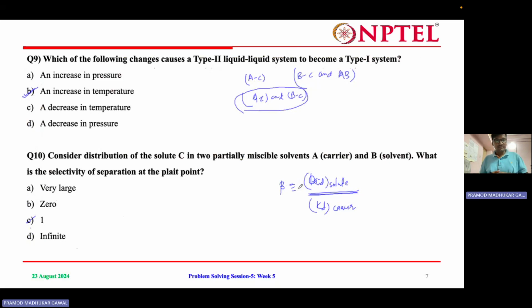So at the plate point, the separation factor is 1, so there is no possibility of separation. For separation, the selectivity should be greater than 1. Then we can say that it's possible to separate the solute from the feed.